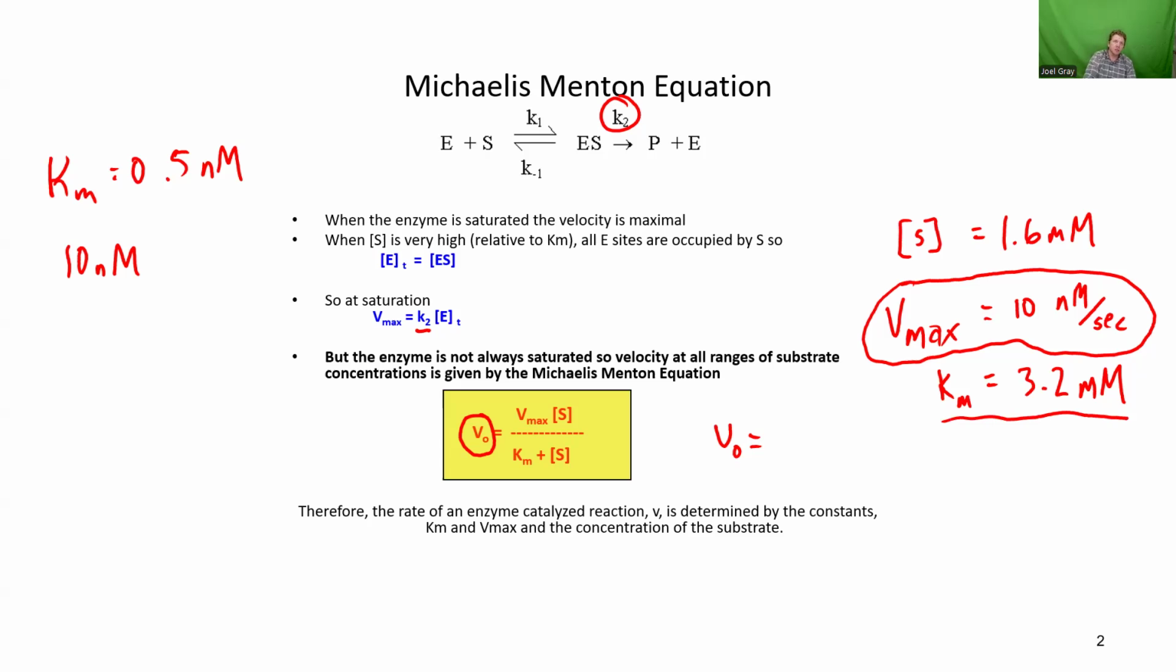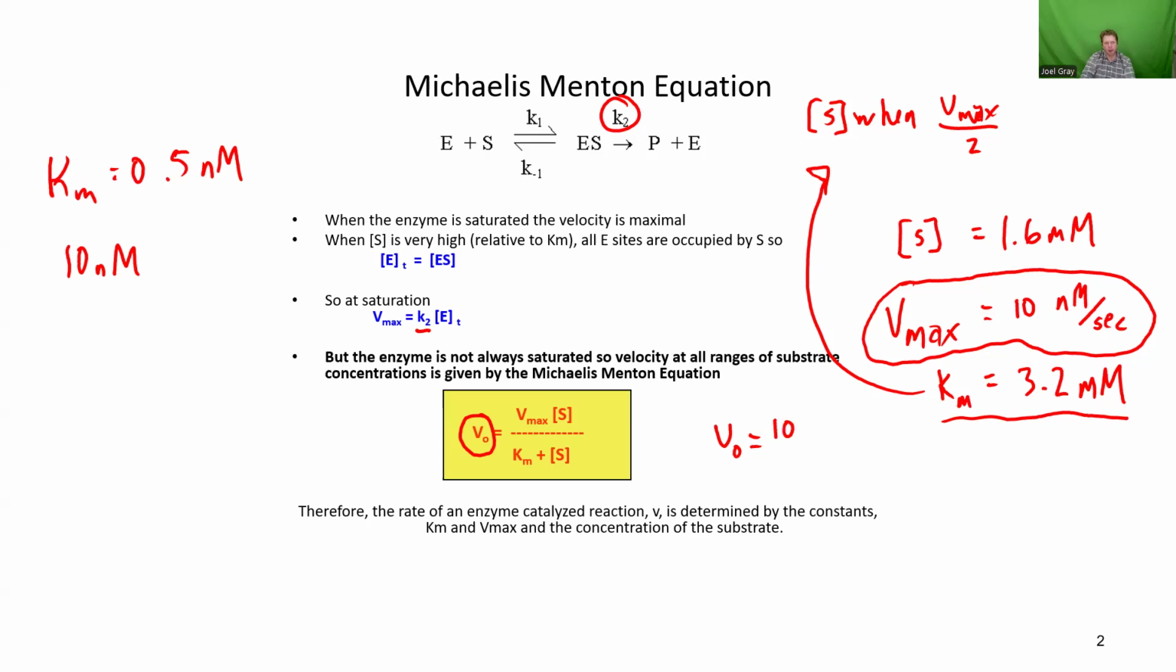If we give a substrate concentration of less than our Km, which, remember, our Km is the substrate concentration when your enzyme is catalyzing the reaction at Vmax divided by 2, or half of your Vmax. So let's plug some numbers in just to put it together.